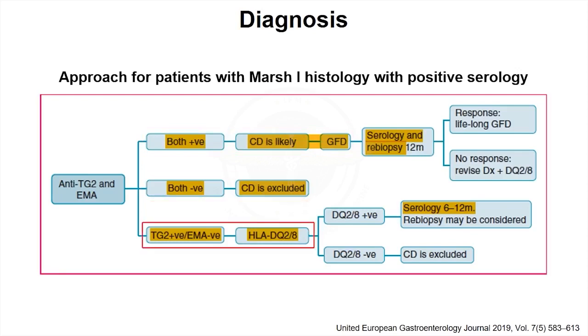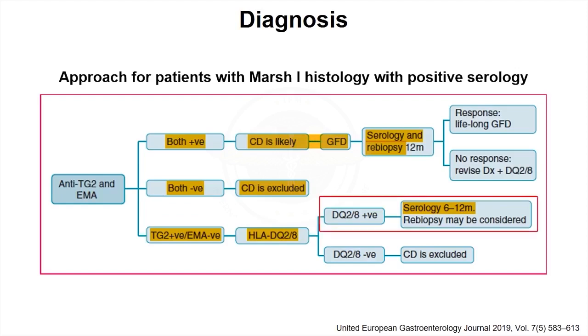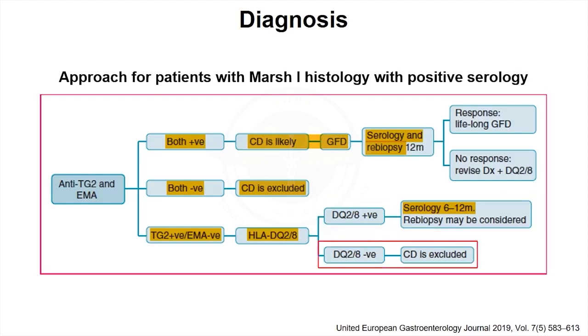And if one of them is positive and the other is negative, in that case, we should go for the HLA DQ2 and DQ8 measurement. If it's positive, then we should repeat the serology, and re-biopsy may be considered. And if it's negative, then basically celiac disease is excluded.